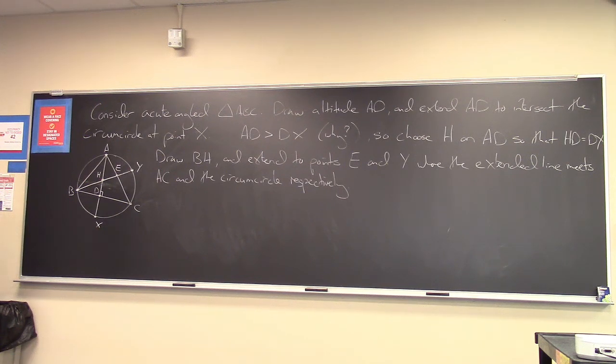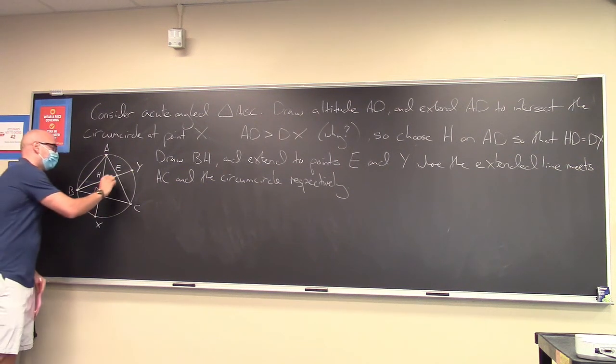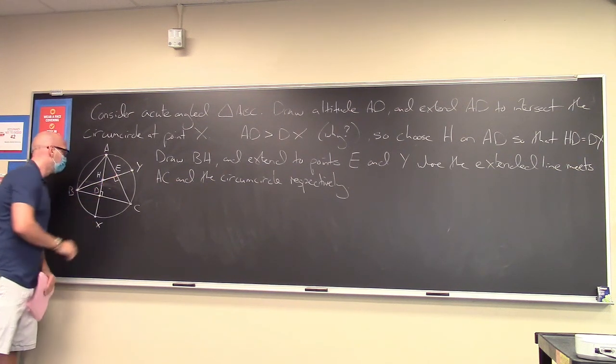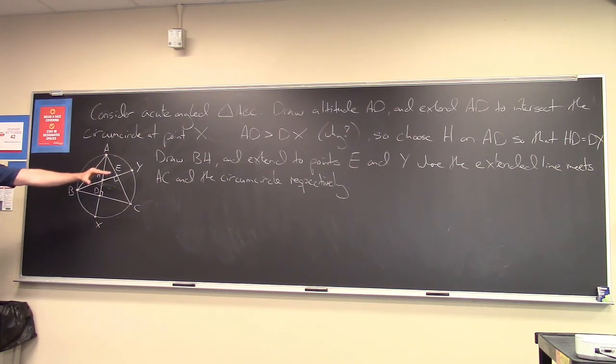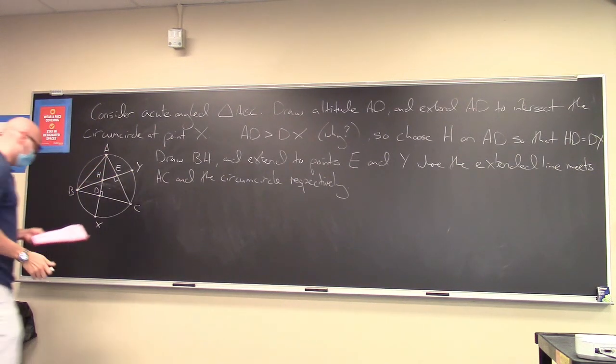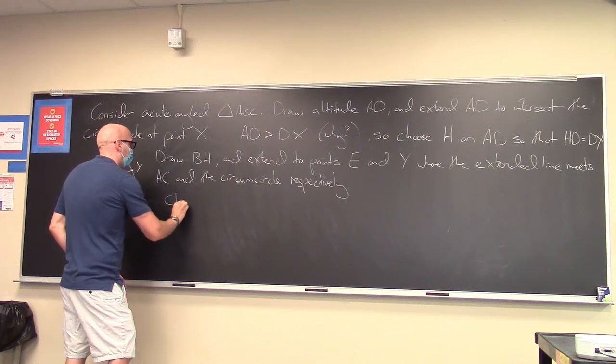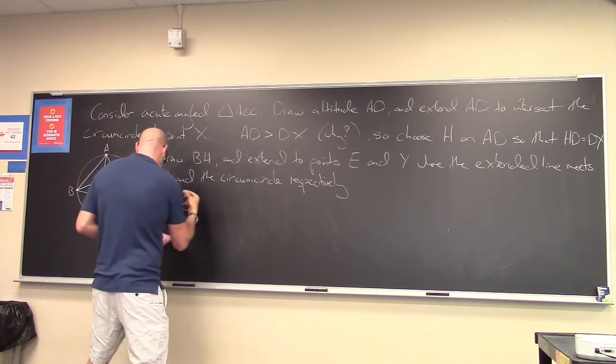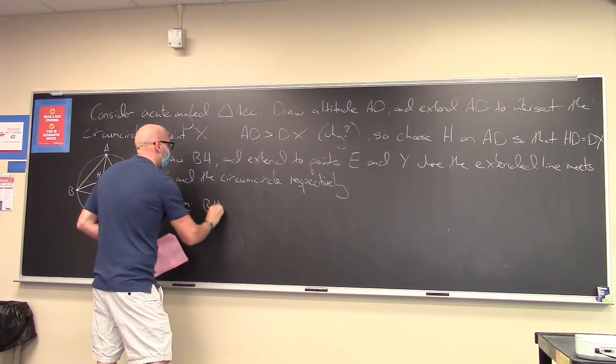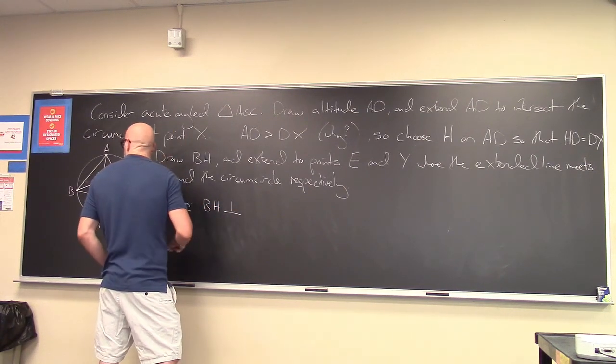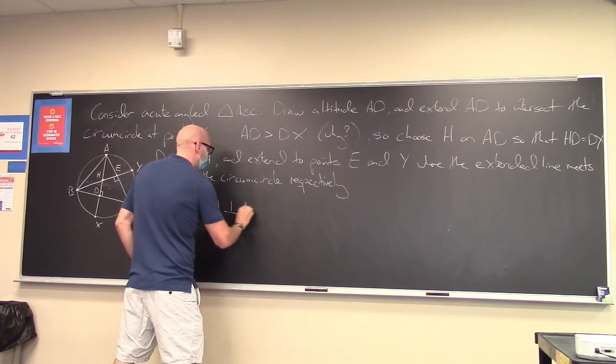So as always, my drawing isn't quite perfect, my drawing isn't quite accurate, but what I want to claim is that this line we've drawn is a very special line in this triangle, and that it's also an altitude. It's the altitude dropped from B. So this is our claim: BH is perpendicular to AC.